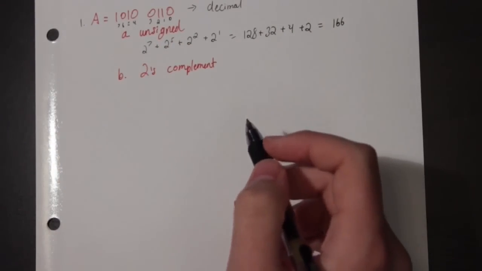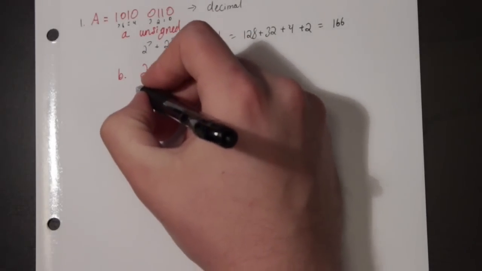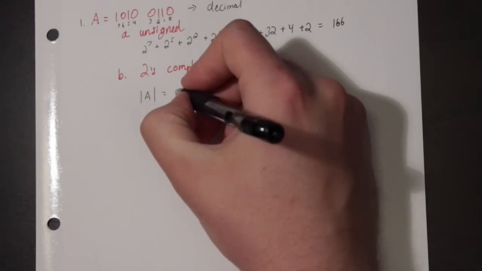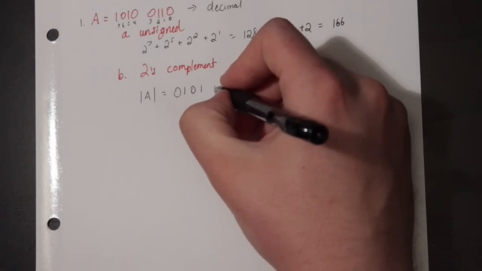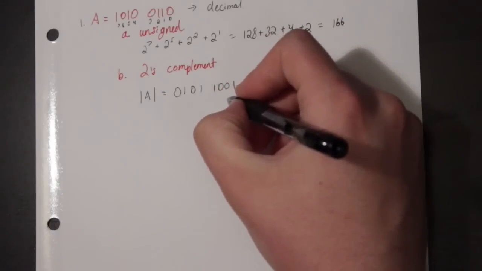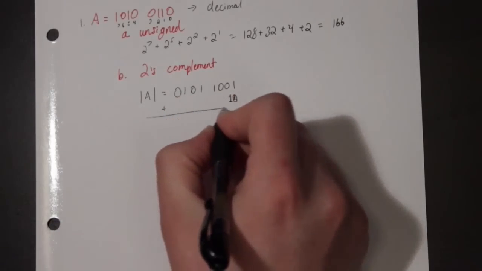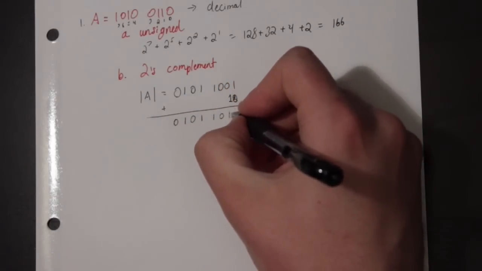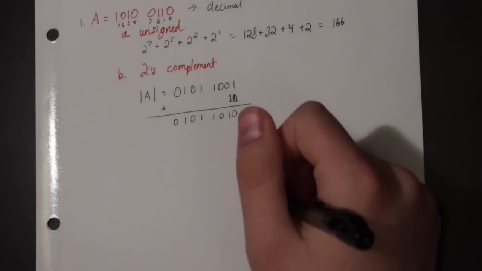Now for 2's complement, things are a little more complicated. We have to take this bit sequence and first do a bitwise inverse. So I'm going to write the absolute value of a, just to make it positive, which is 0, 1, 0, 1, 1, 0, 0, 1. Then we add 1 to that. Ignore my scribble. We get the same value, except there's a 2 at the end now, so 1, 0, 1, 0. And now we just have to convert this value to decimal.